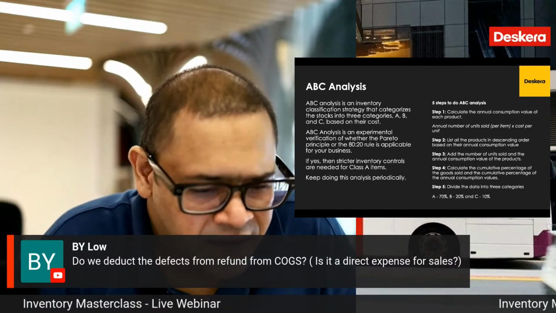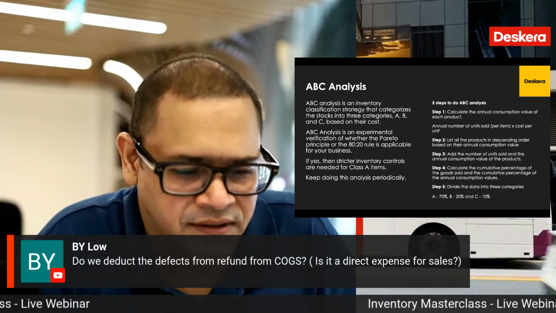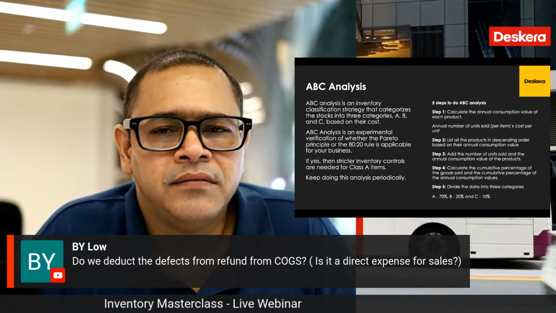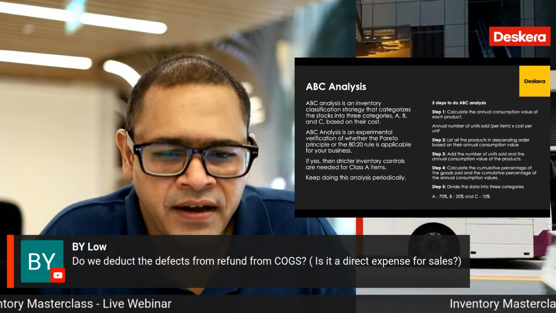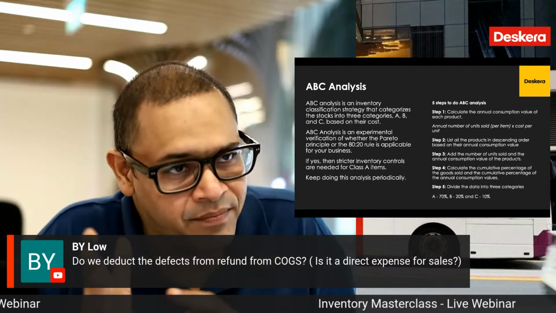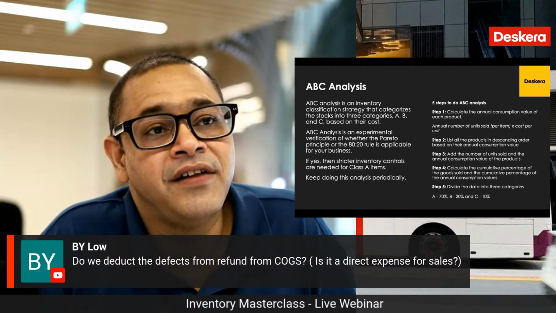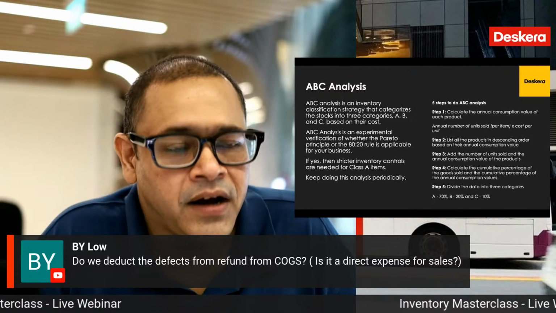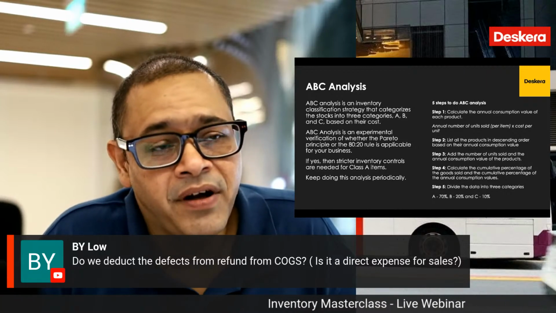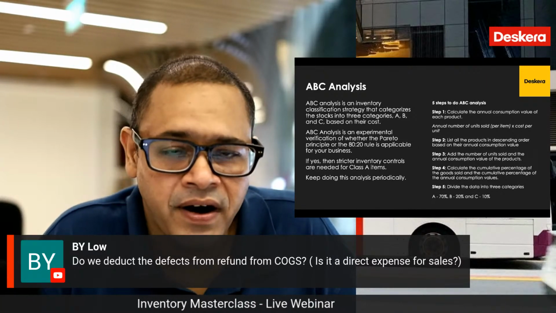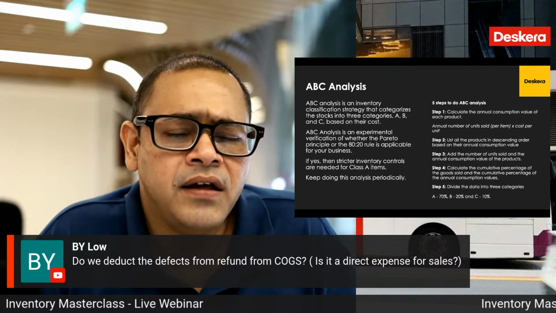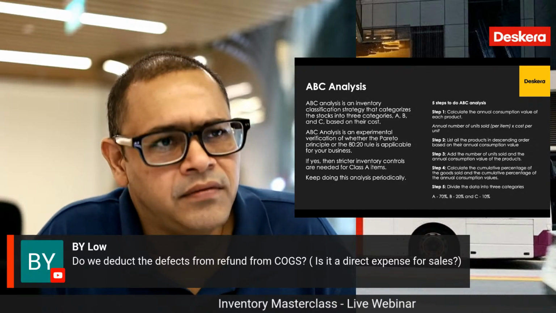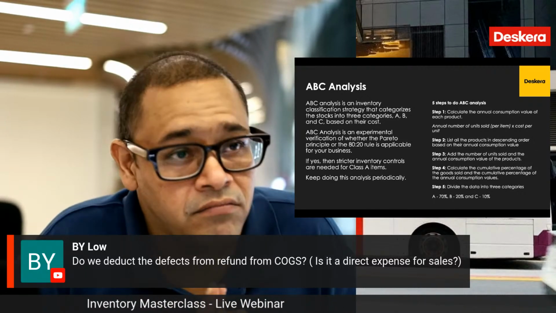Do we deduct the defects from refund from COGS? So what we are talking about here is that, okay, I sold something and then that item got refunded, correct? And then there would be a cost associated with that. But because there is a refund, do I remove that from COGS or not? Typically, no. David, what would you suggest?